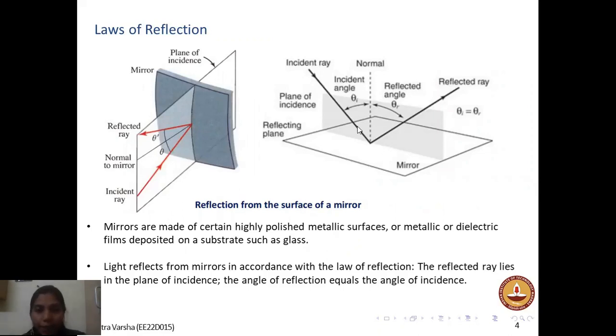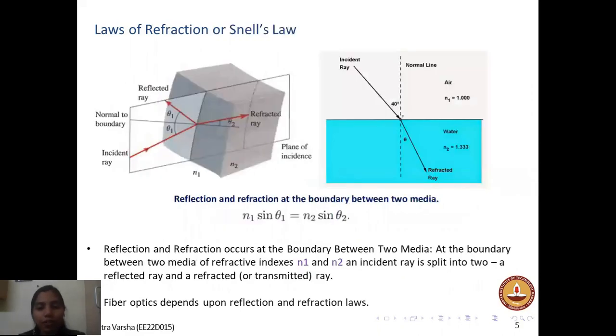The incident ray and reflected ray lie in the same plane and they both make the same angle with the normal. These are the laws of reflection. Laws of refraction: refraction occurs at the boundary between two media. At the boundary between two media with different refractive indices, n1 and n2, an incident ray is split into two, a reflected ray and a refracted ray. The properties of reflection and refraction give rise to total internal reflection, which is the main working principle of fiber optics.